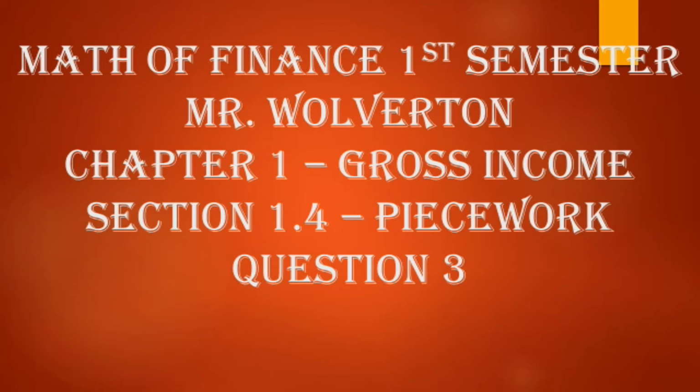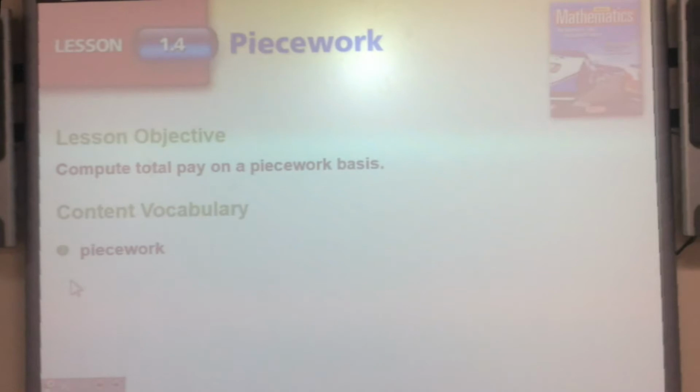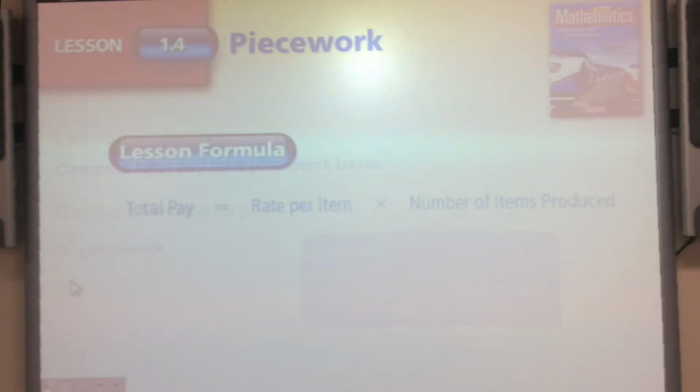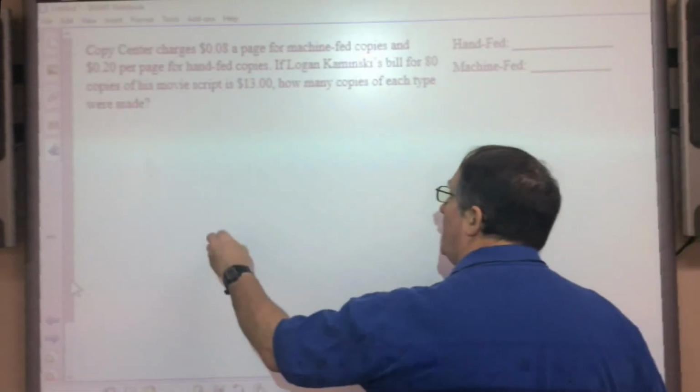Chapter 1, Section 1.4, Piecework. Question 3. We are looking into calculating. Definition of piecework: a worker receives a specified amount for every sale. Formula: total pay is equal to rate per item times the number of items produced. Okay.